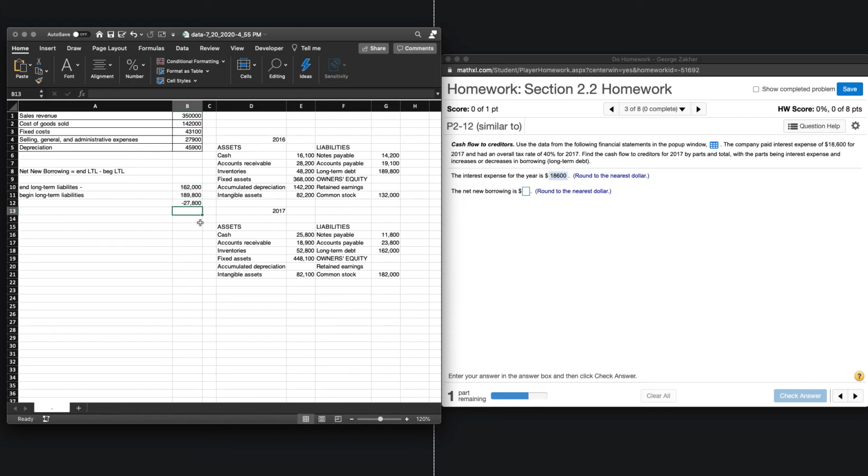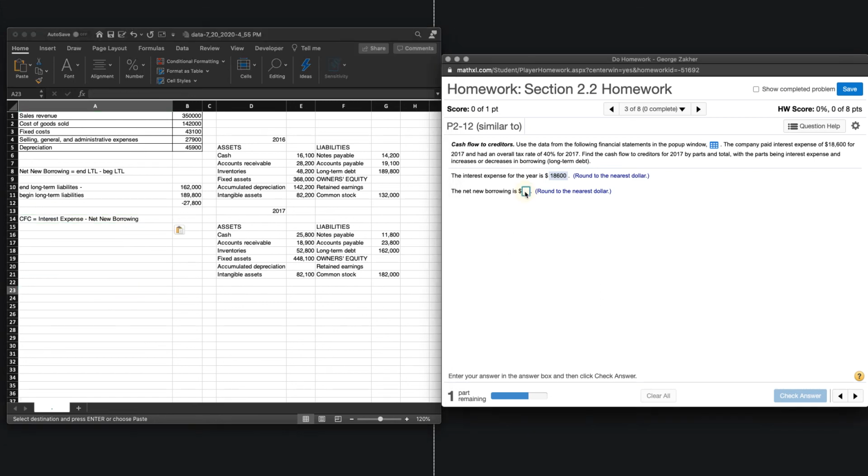Okay. So now that we have our interest expense and we know our net new borrowing, we can figure out our cash flow from creditors. Because if you remember, cash flow from creditors, this equation here. But let's go ahead and put in our number here. So it's a negative value, 27,800.